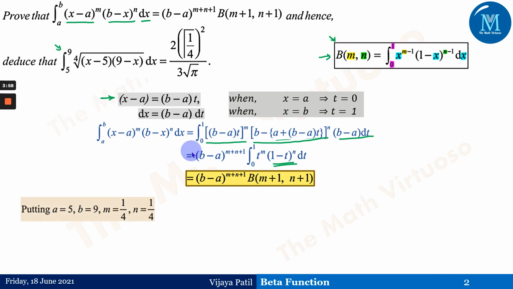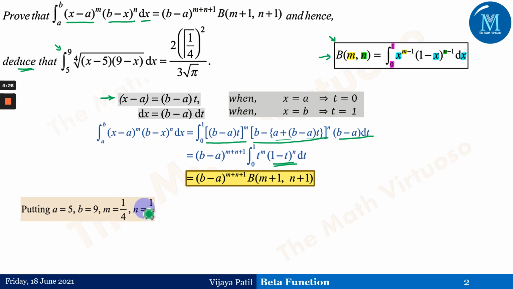Now using this identity we need to deduce the next part: integration from 5 to 9 of the fourth root of (x minus 5) into (9 minus x) dx. This is what we have to do. We are solving it as the deduction part of this question. We can easily take a equals 5, b equals 9. What would be m here? It's (x minus 5) to the power 1 by 4, (9 minus x) to the power 1 by 4.